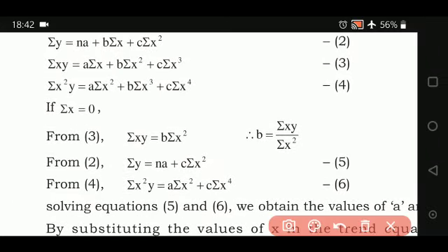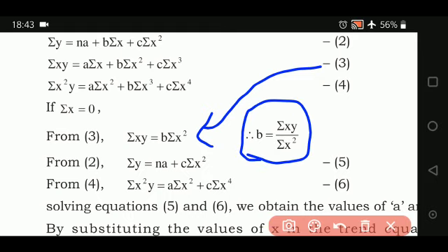Yeah, this particular equation 3 becomes summation xy is equal to b summation x square. Therefore, directly in this parabolic, the value of b is equal to summation xy divided by summation x square. But when you put summation x in this particular equation, let us see which are the terms which become 0.